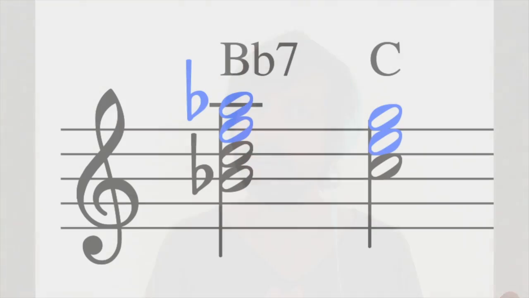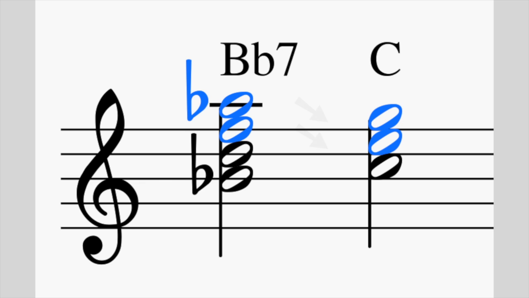Number 2, the 5th and the flat 7th of the B flat major chord, the B flat dominant chord, resolve a half step down to the 3rd and the 5th of the tonic chord. So we have the F and the A flat. They both resolve down a half step to E and G. So they are, in fact, leading tones towards the tonic.